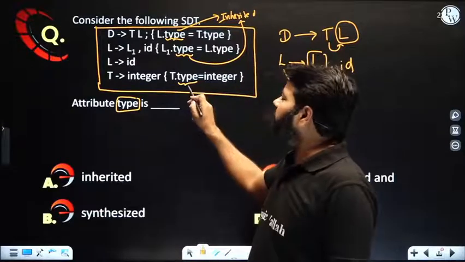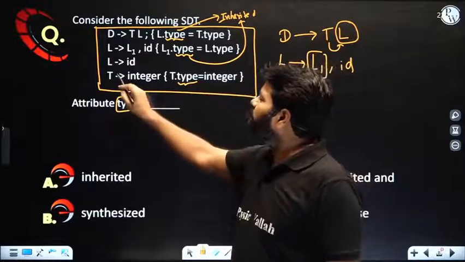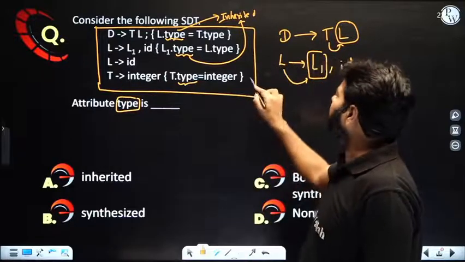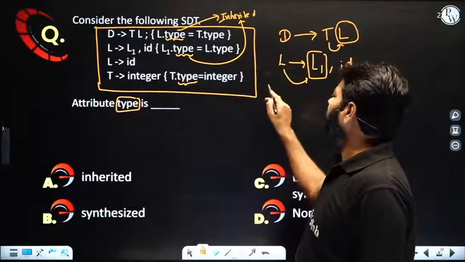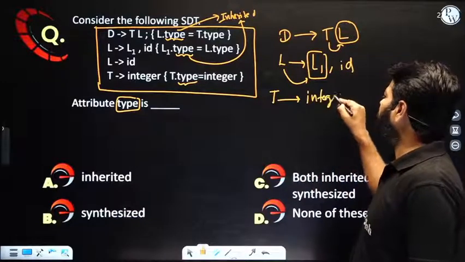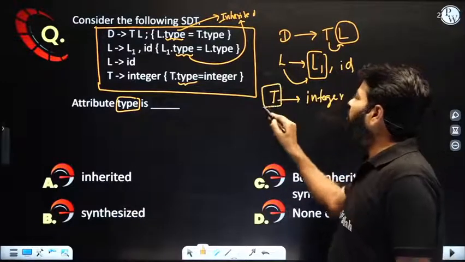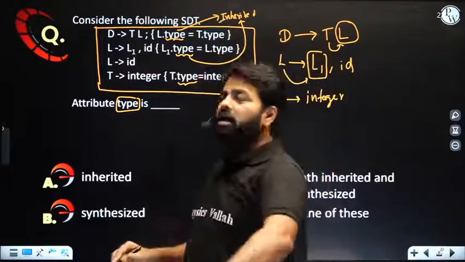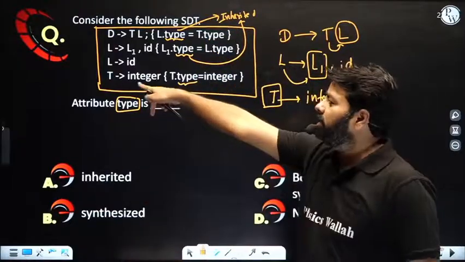But for this type, you see that you are computing at T. At this point of time, I'm just writing here T arrow integer. What's happening here? You are computing at T, but depending on its child, that integer is the child of T, right?